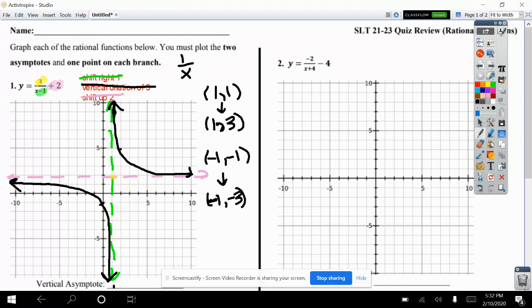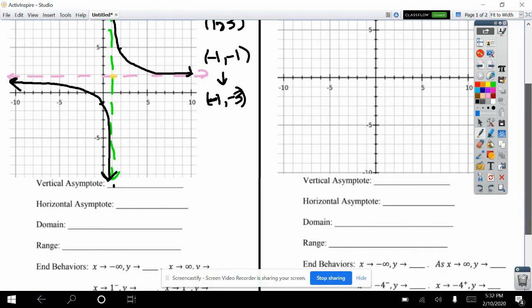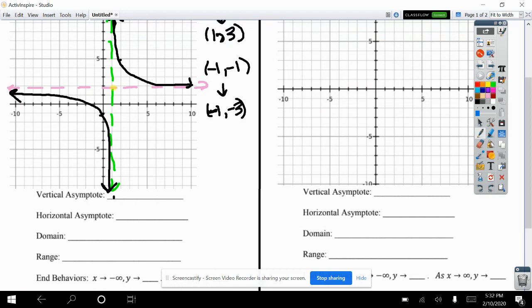So I have all my transformations. Now I just need to identify my properties. So my vertical asymptote, that's always x equals. Just think of it as it's always the opposite. Vertical asymptote is at x equals 1. My horizontal asymptote is at y equals 2.